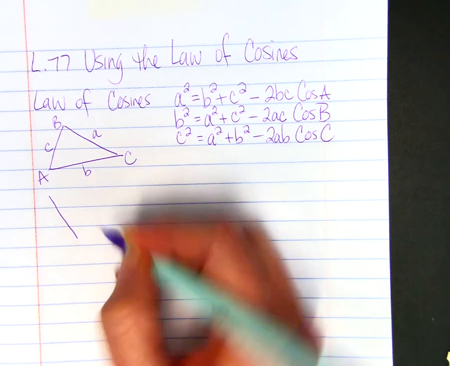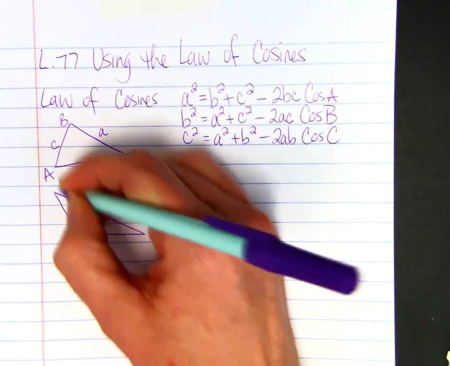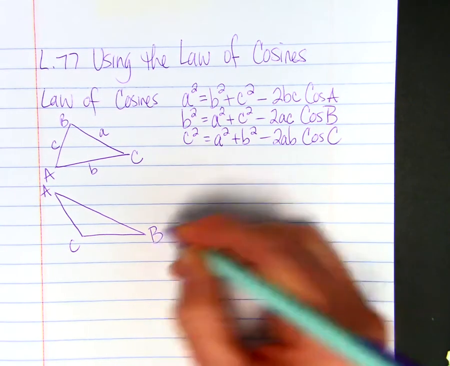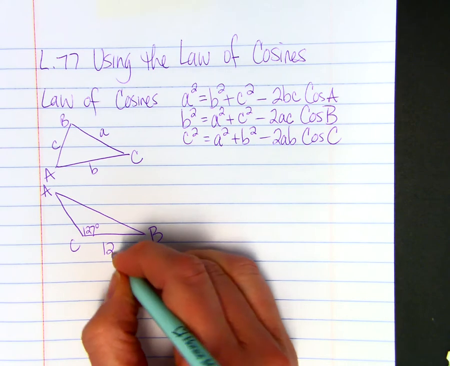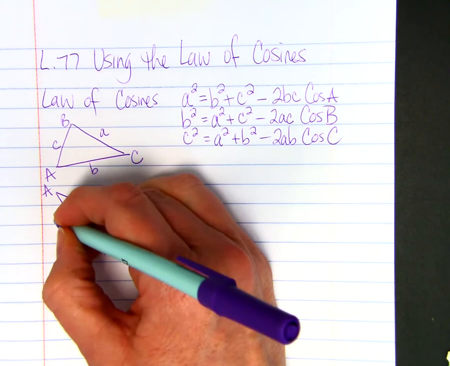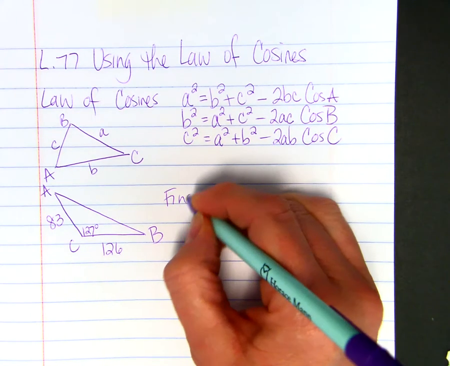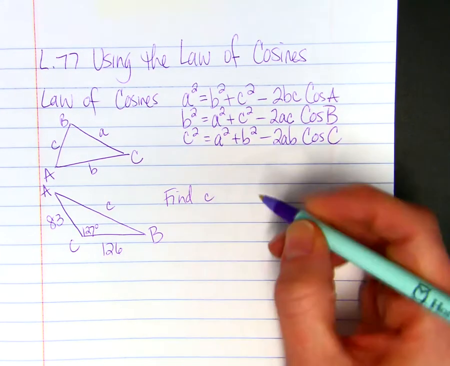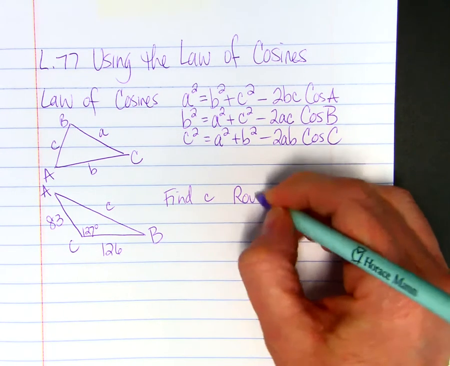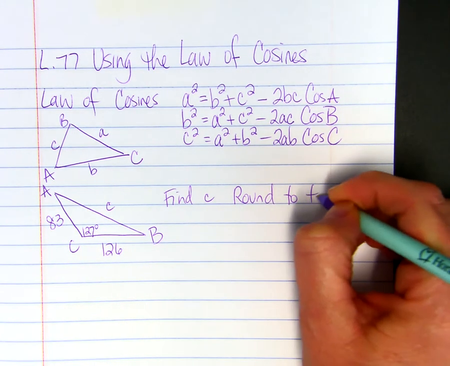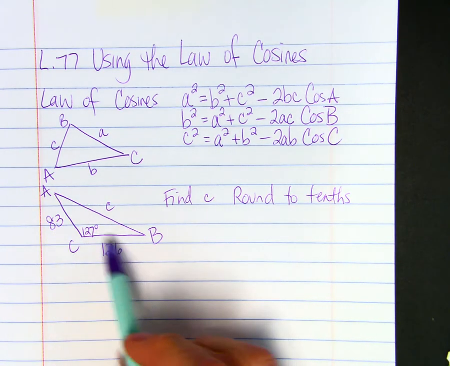So here is an obtuse angle at angle C. Here's A, here's B. Angle C is 127 degrees. CB is length 126, and AC is 83. We want to find little c, which is right across from C, and then round to the tenths place. So to the nearest tenth, what is the length of this segment AB?